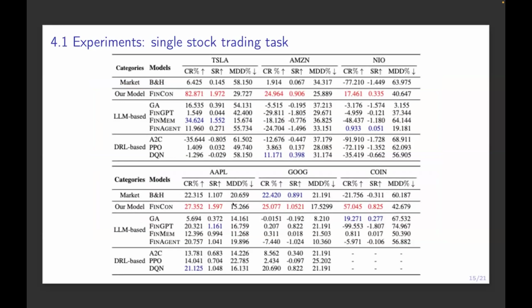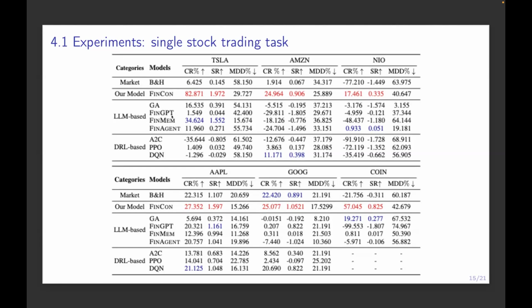And here, now we move to the experiment results. For the single stock trading, we include 6 stocks. The choice of those stocks is mainly based on data source availability. As you can see, we use the cumulative return, Sharpe ratio, and maximum drawdown as the performance criteria. And FinCon outperformed all those models on these 3 stocks.